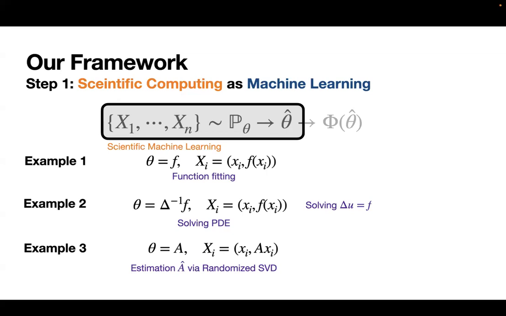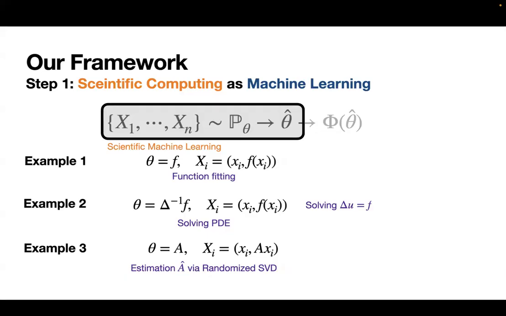Machine learning means I have some data x1 to xn, which is sampled from a distribution p theta, parameterized by a parameter theta, right? And once you get this data x1 to xn, I want to recover your parameter theta hat. So this is all about machine learning: we collect some data parameterized by a theta, and we want to recover this theta.